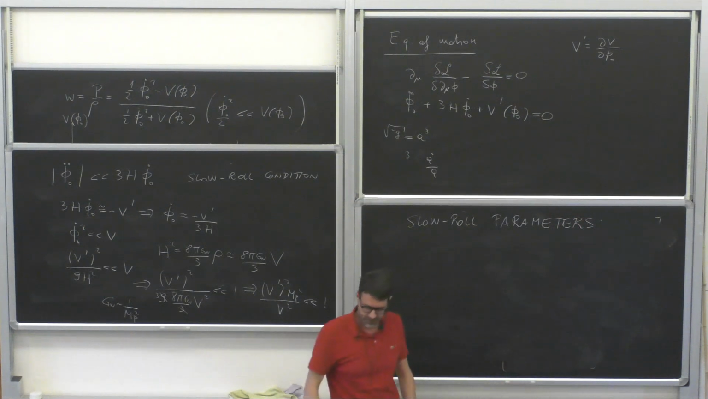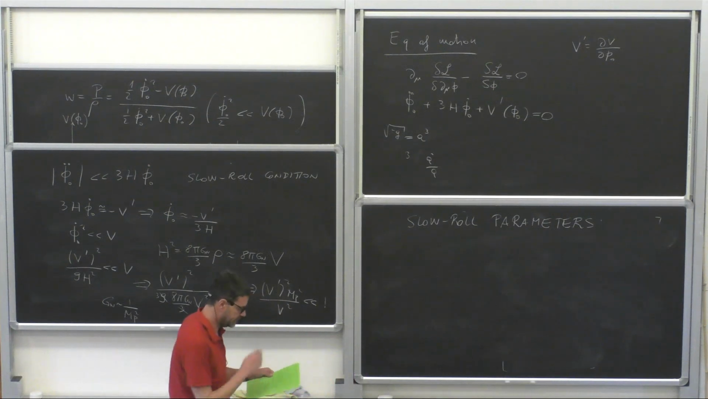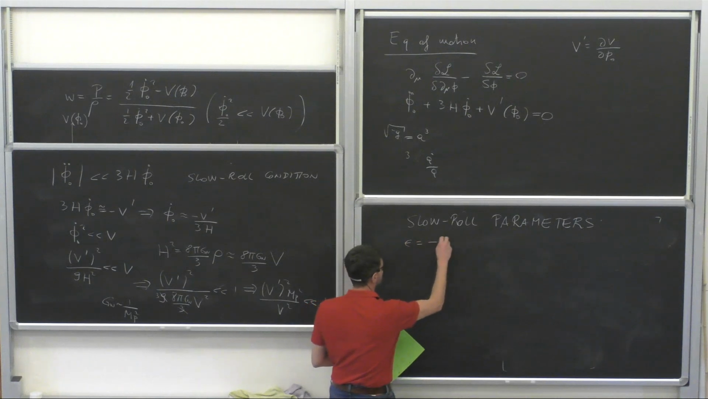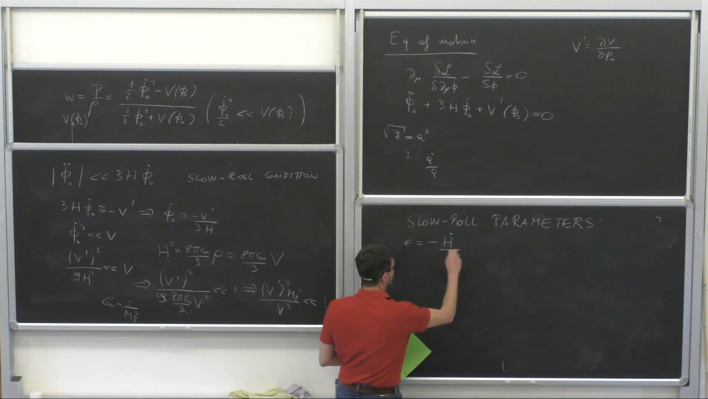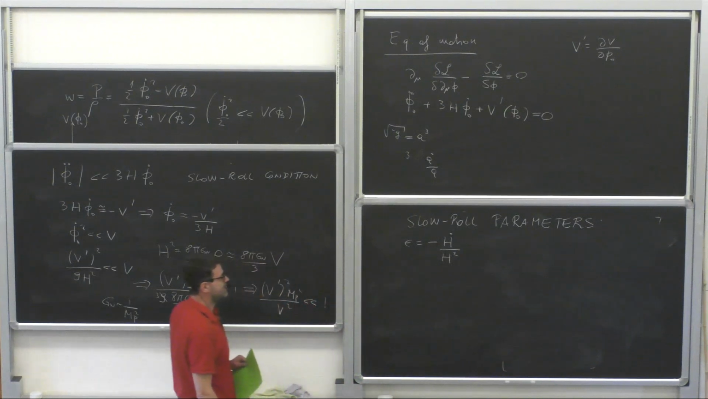Okay, so there are two of them. People use different conventions, so let me state what they are. The first one is epsilon, which is minus h dot over h squared. Okay? Of course, this parameter is also very small.